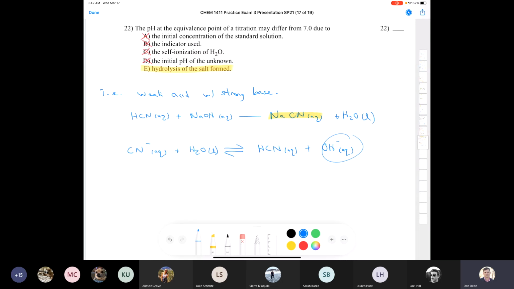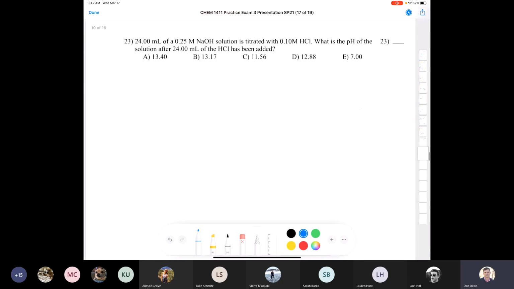Okay, so that's the kind of rationale, and we went through this in detail when we looked at the titration of weak acids and weak bases with strong bases and strong acids, respectively. Okay, let's move on to question 23.